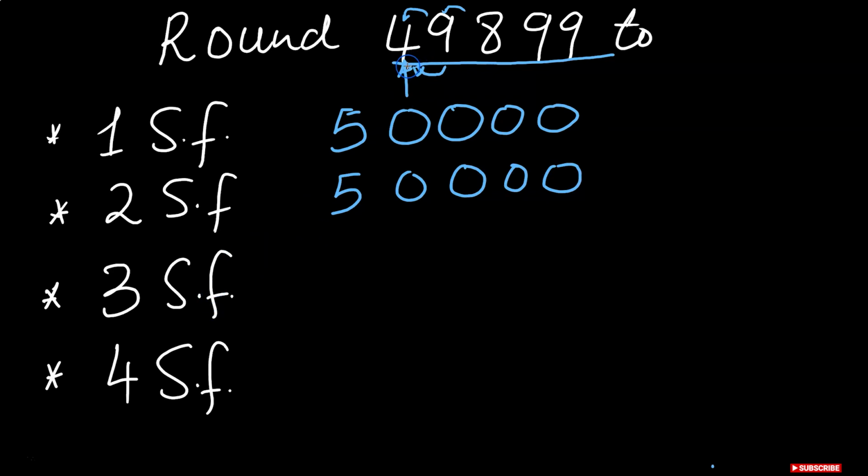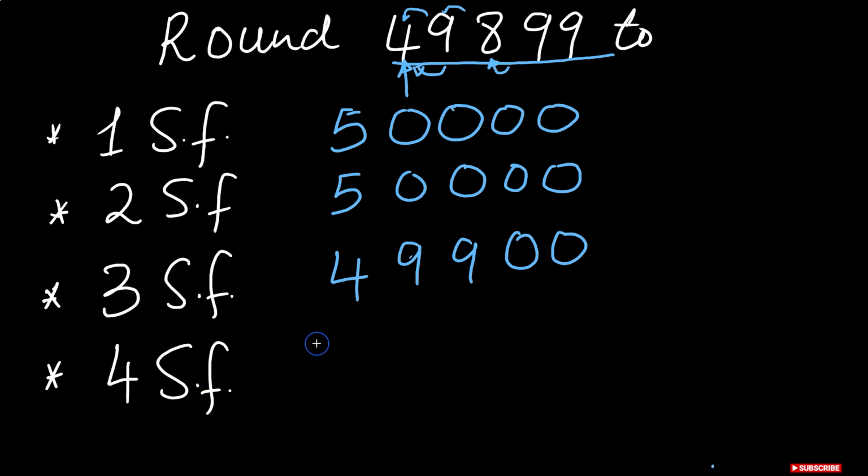3 significant figures. So I count my first, second, third. My next number is 5 or more. Yes, it is. So the 8 becomes 9. So now I have 499, and then the rest become 0. So there are 2 more digits, so they become zeros.